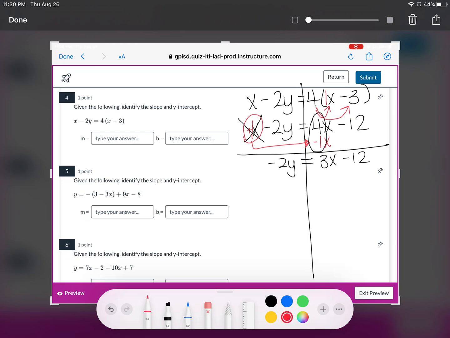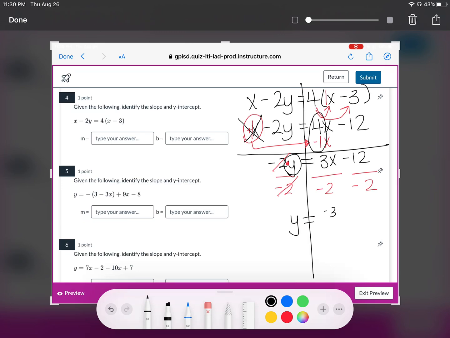Our last step is to get y by itself. Because this says negative 2 times y, we have to divide to get rid of that negative 2. So we're going to divide everything by negative 2 to cancel it out. Now we only have y on the left-hand side, which is exactly what we want. 3 over negative 2 is just negative 3 over 2.